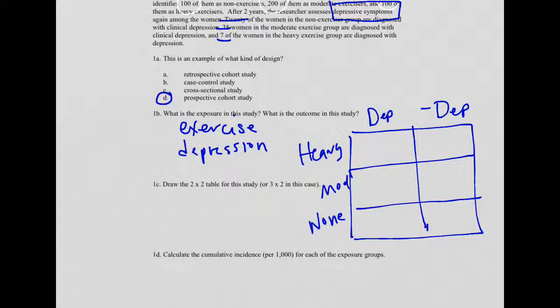So we know that we had overall 100 women who were non-exercisers, we had 200 who were moderate, and we had 100 who were heavy. And then among each of those groups of women, we had 20 in the non-exercise group ended up with depression. We had 38 in the moderate exercise group end up with depression. And we had 7 in the heavy exercise group. And then, of course, we can just subtract to get our numbers who did not have depression. All right, and there's our 3 by 2 table.